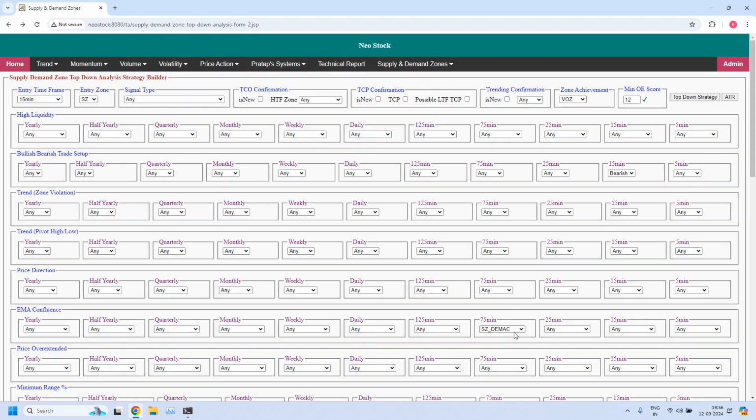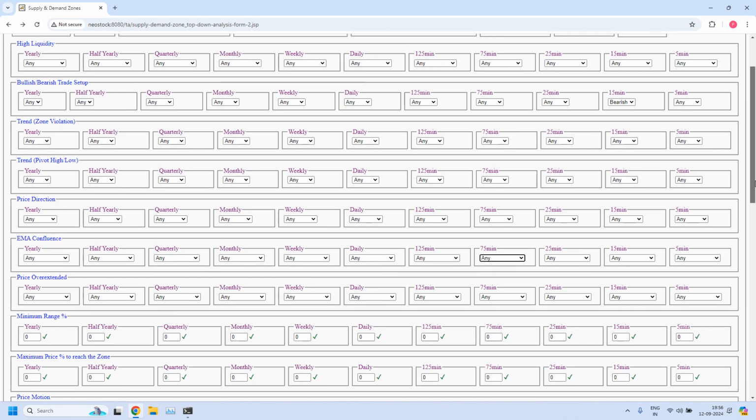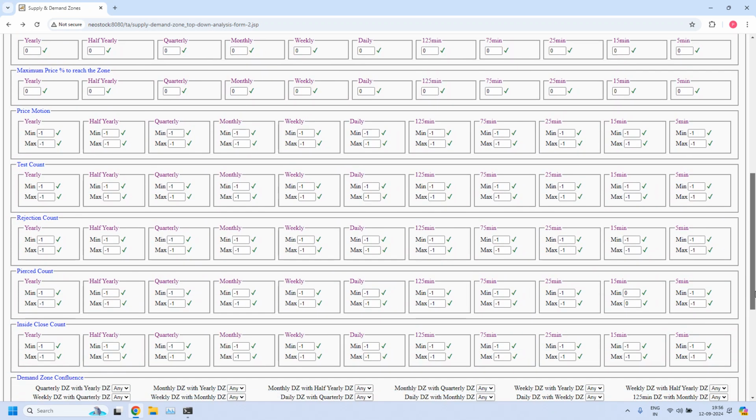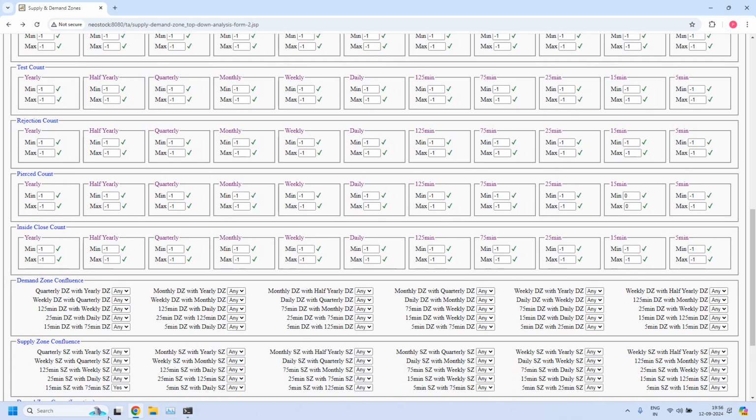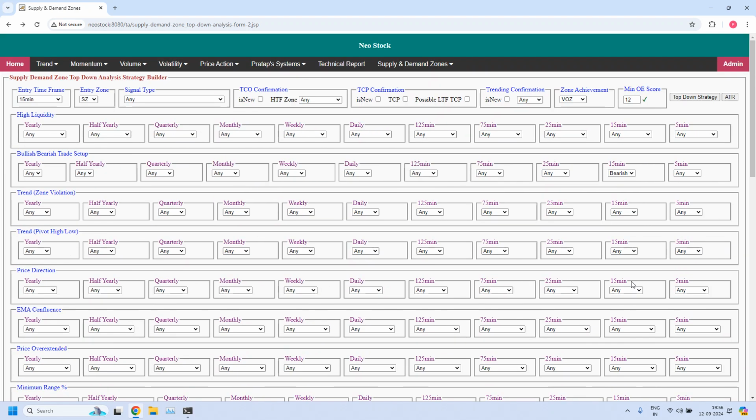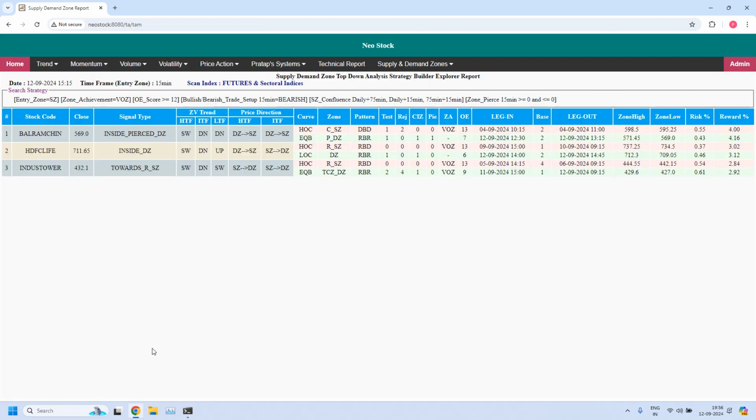Now let us look for how many stocks are having LTF, ITF, HTF zone confluence. I removed the EMA filter. In the supply zone, 15 minutes and 75 is already enabled. Now 15 minutes and daily supply zone confluence I am enabling. 75 supply zone and daily supply zone confluence I am enabling. Now let's verify. 3 stocks are filtered. I am not looking for daily EMA confluence because the daily trend in all the 3 stocks is sideways.